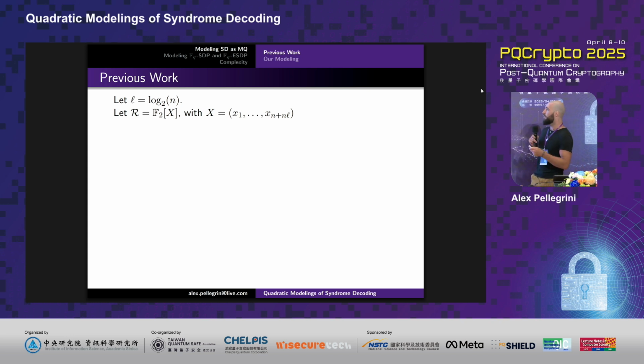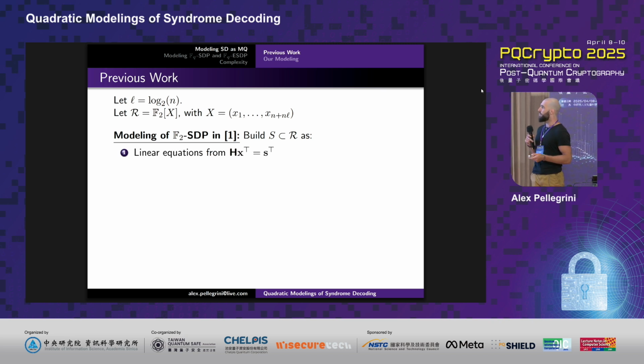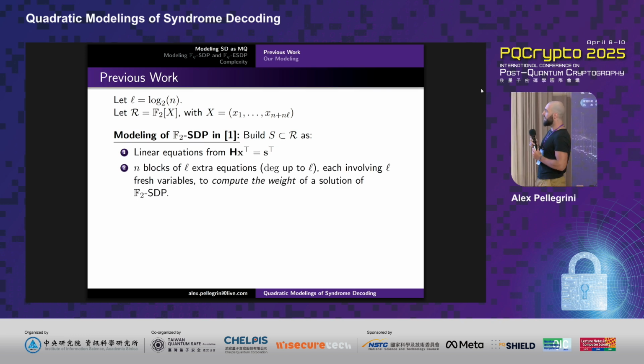Let me describe shortly how the previous work was made. I set L to be the logarithm of n just for notation simplicity, and we are working over the polynomial ring F_2[X], where X is a set of n plus n times L variables. The idea is to build a set of polynomials or equations as follows. First we take linear equations from the parity check constraint and the syndrome. Then we use n extra blocks of L equations each. These equations have higher degree, not quadratic, and each involves L fresh variables.